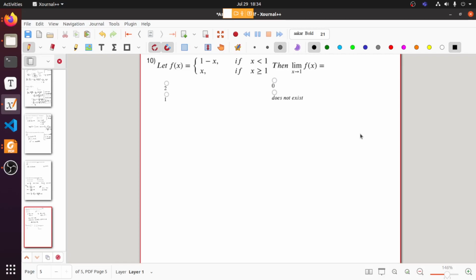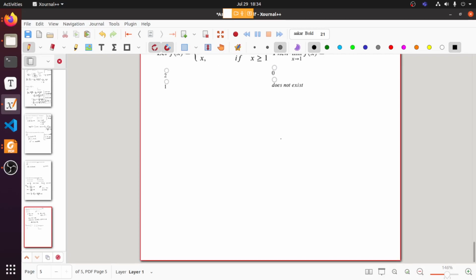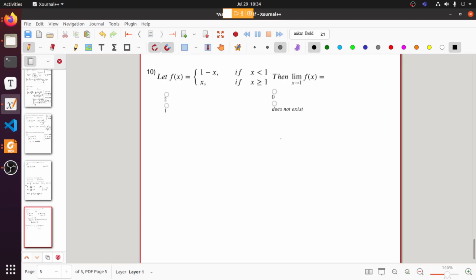What is this? f of x equals 1 minus x if x is less than 1, and x if x is greater than or equal to 1. You have to find the limit of this. So first you have to guess what the limit can be. You have to come from the left hand side. So if x is 0, it's 1.